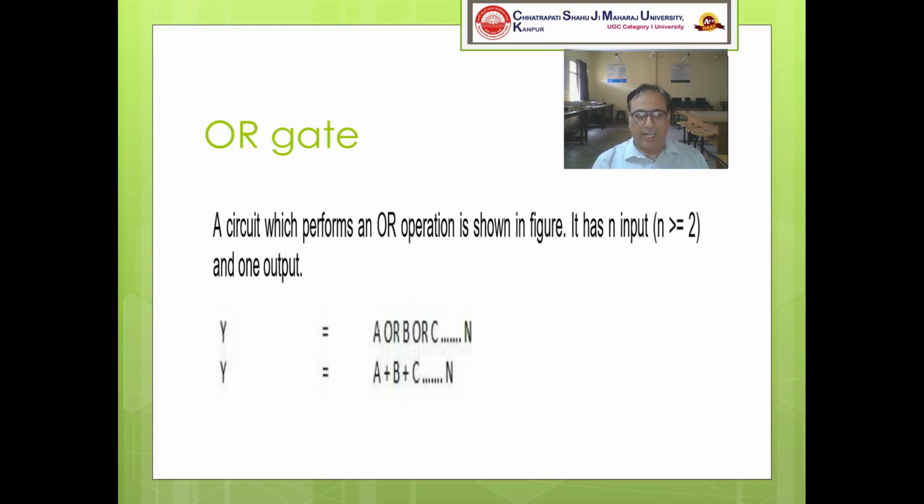Now the second gate is the OR gate. A circuit which performs an OR operation is shown in the figure. It has n inputs and one output, and this n is always greater than or equal to 2. The logic expression for this will be Y equals A OR B OR C till n, or it can be written as a Boolean expression as Y is equal to A plus B plus C plus so on till n.